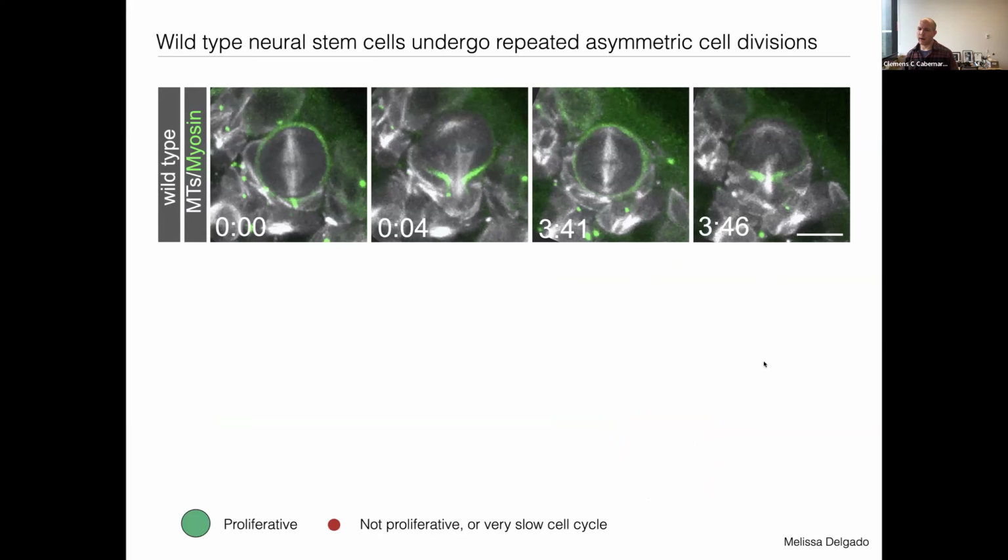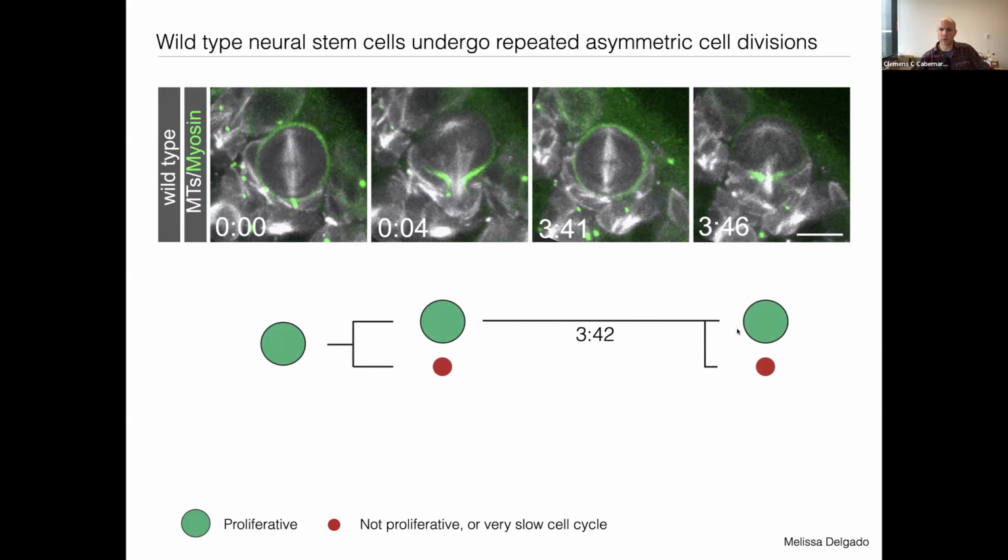Now, a grad student in my lab, Melissa Delgado, was really interested in asking, how does this affect fate and cell behavior? To answer that question, she did long live cell imaging to see whether we see any changes or differences in cell proliferation behavior. This is a standard wild-type neural stem cell going through a first asymmetric division here at 0:04. And then 3 hours, 41 minutes later, it's going through a second asymmetric cell division, and it would continue doing so if we would just record this neural stem cell a lot longer.